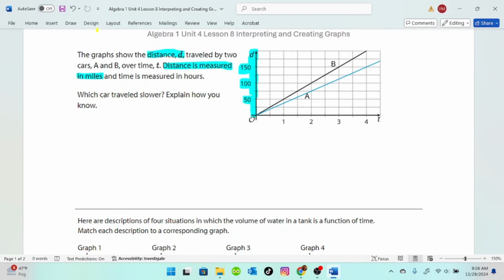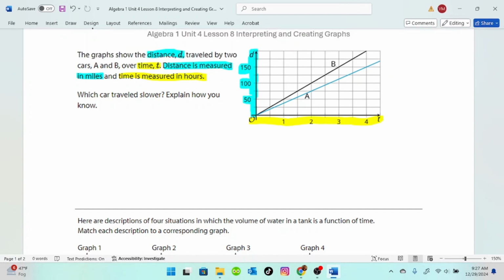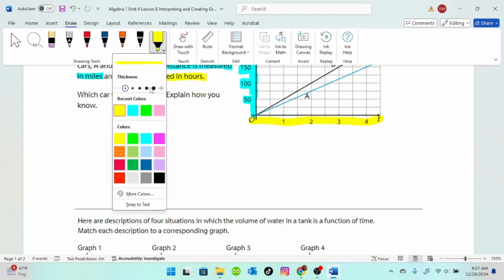Next, make sure we understand that time is represented by t, and time is measured in hours. And that is going to be represented by the x-axis, or the horizontal axis. Now, the blue line is representing car A, and the black line is representing car B. And they're wanting to know which car traveled slower.